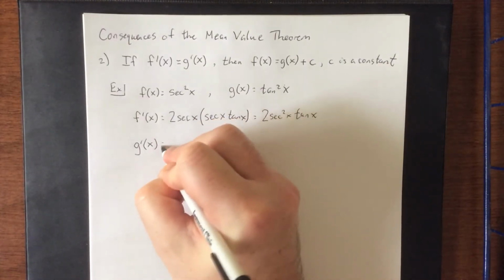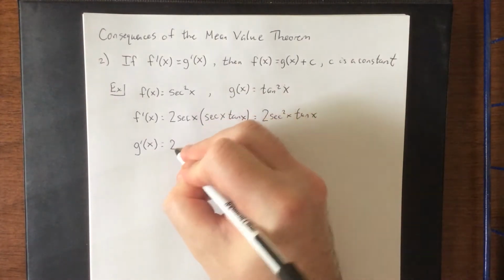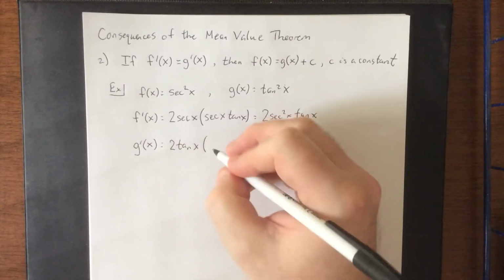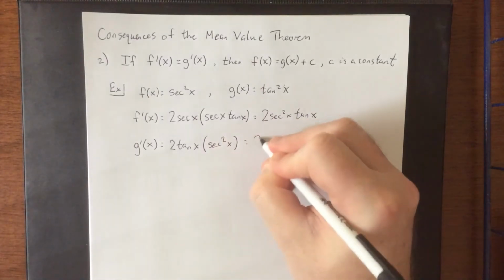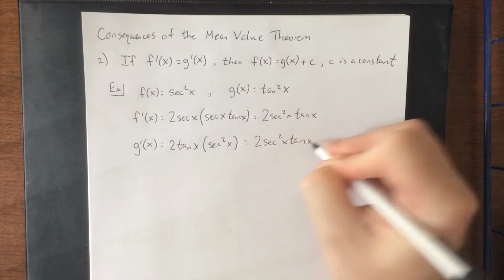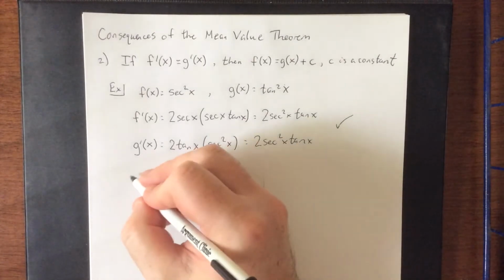Additionally, if I were to differentiate g of x, the tangent squared of x, applying the same two rules for derivatives, that would be 2 times tangent of x to the first power times the derivative of the tangent of x, which would of course be the secant squared of x. Rearranging these ever so slightly, we would get the same derivative, 2 times the secant squared of x times the tangent of x.